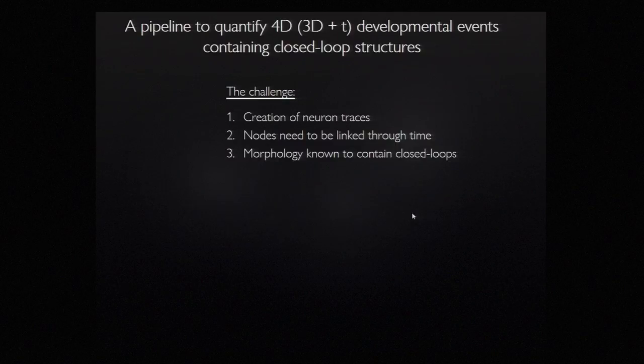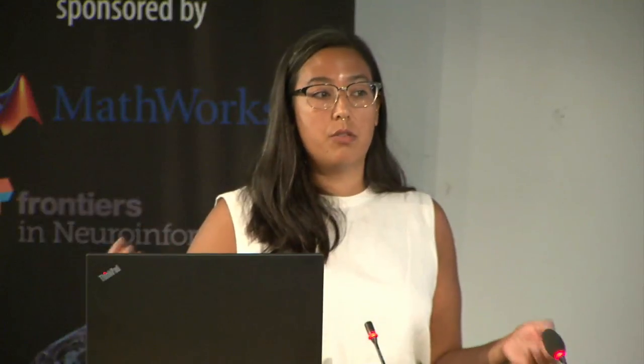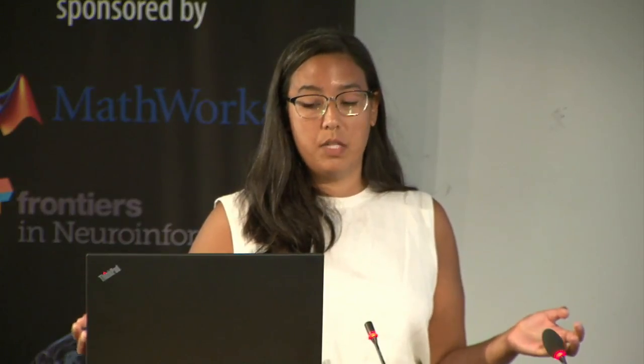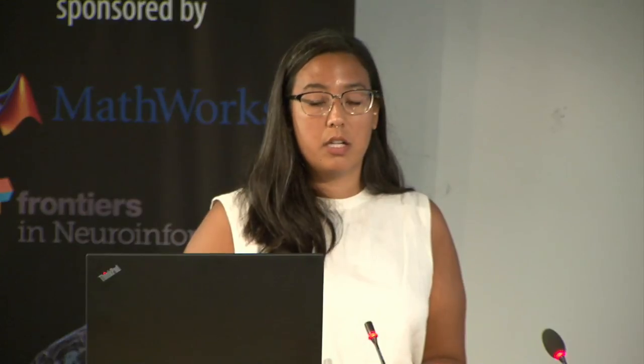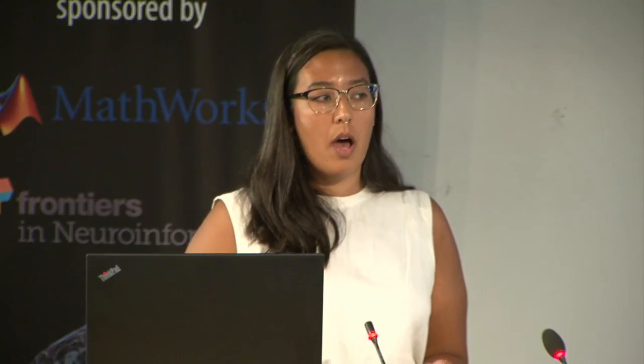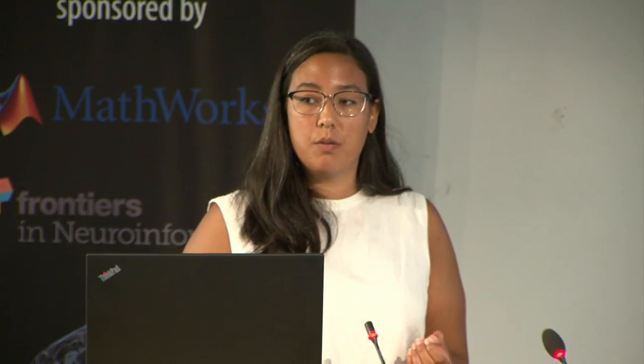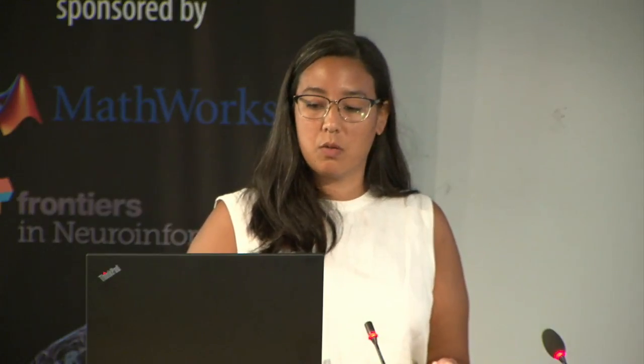So the challenge here is you need to create faithful neuron traces, and when you have very complex cells that are early in development, that are near diffraction limited, how are you able to create and validate these neuron traces? And then once you have these nodes of really complex neurons, upwards of 1,000 nodes, how are you able to link these nodes through time in order to follow their development, so going into that fourth dimension? And these morphologies are known to contain closed-loop structures. So if your file type can't even encode the morphology you're looking for, how can you answer your questions?